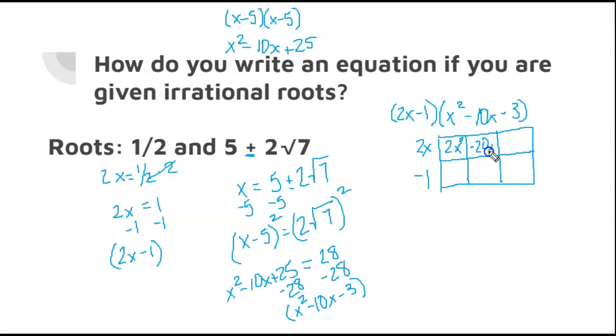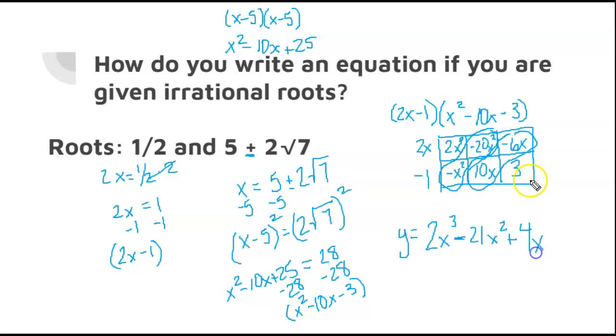negative 20x squared, negative 6x, negative x squared. Negative times negative will be a positive 10x. And a negative times a negative will be a positive 3. So my equation that has roots of 1/2 and 5 plus or minus 2 square root of 7 is going to be 2x cubed. Then we have negative 20 and negative 1, so negative 21x squared. Positive 10 and negative 6 is going to be positive 4x, and then 3.